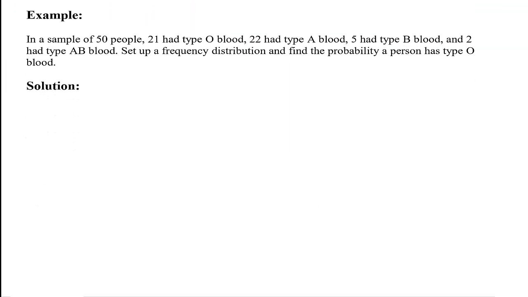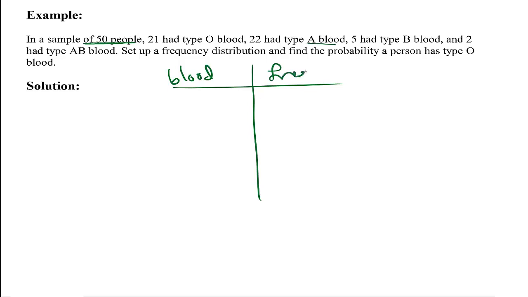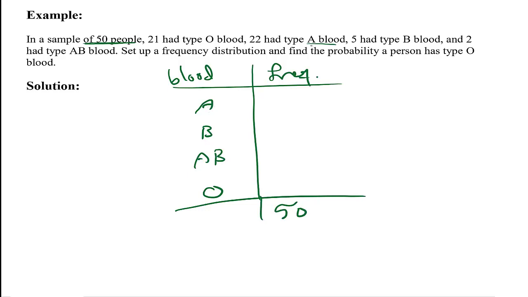Let's take the next example, which is also about blood type. In a sample of 50 people, 21 had type O blood, 22 had type A blood, and 5 had type B blood. This is the blood type, and here we have the frequency. For blood types A, B, AB, and O, the number of persons out of 50 that have blood type A is 22. Blood type B, we have 5. Blood type AB, we have 2. Blood type O, we have 21.